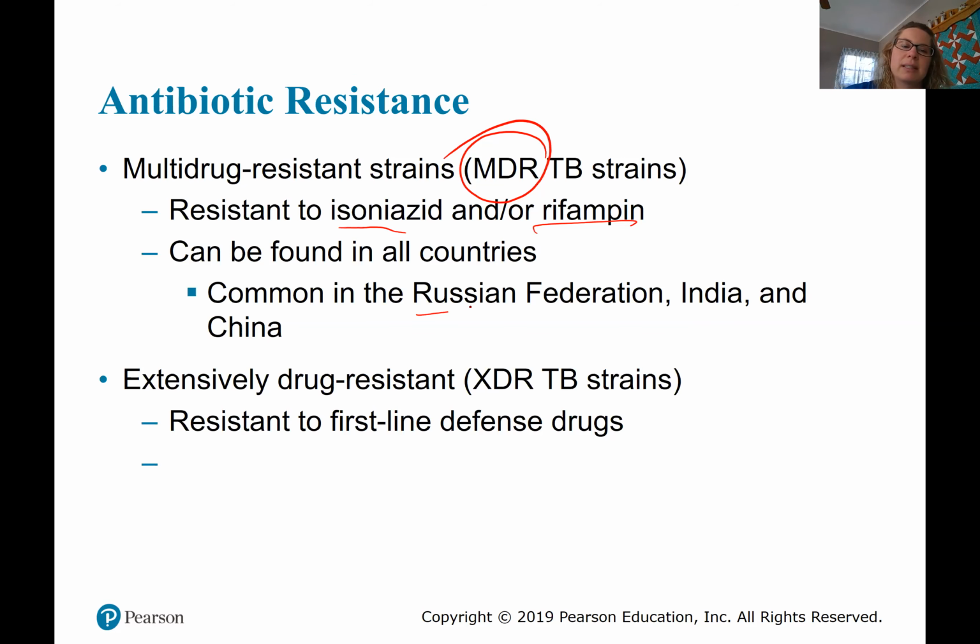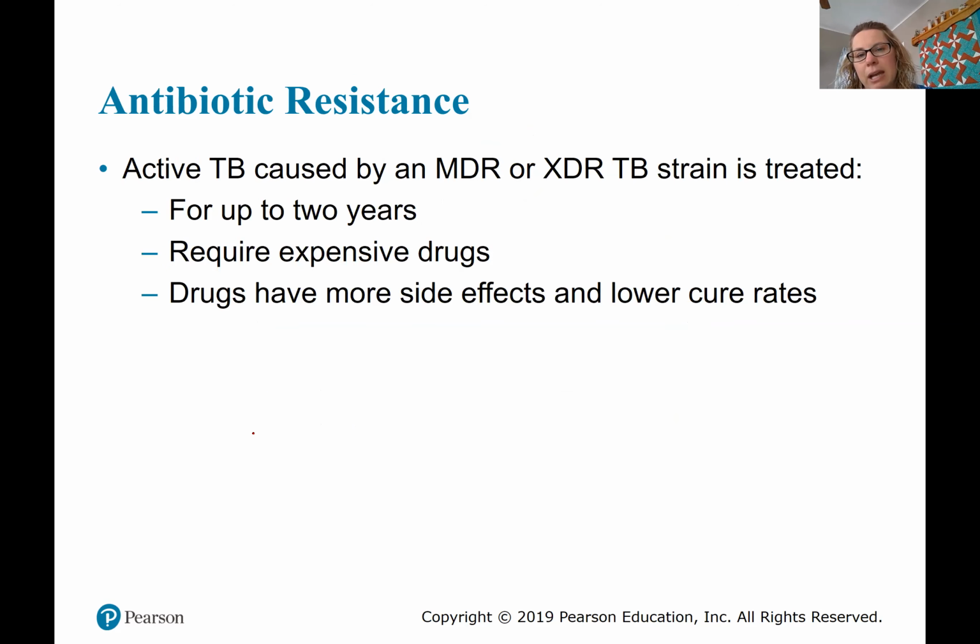And then extensively drug-resistant tuberculosis strains, or XDRs, are resistant to drugs that are used after this. So they're basically resistant to these drugs and others. It's pretty rare right now, but as microbes become more and more resistant to antibiotics, I could see that definitely increasing.